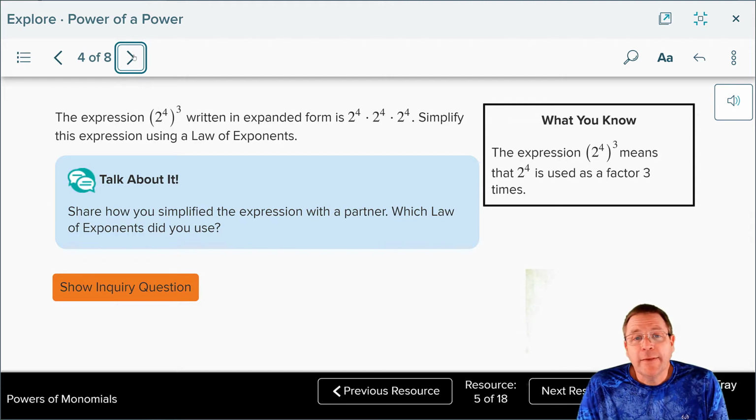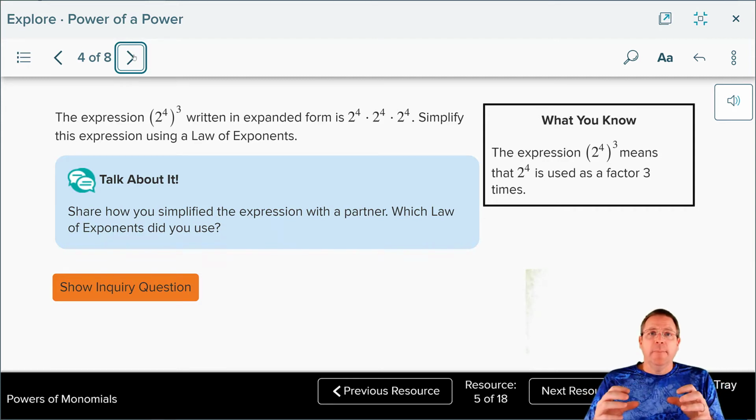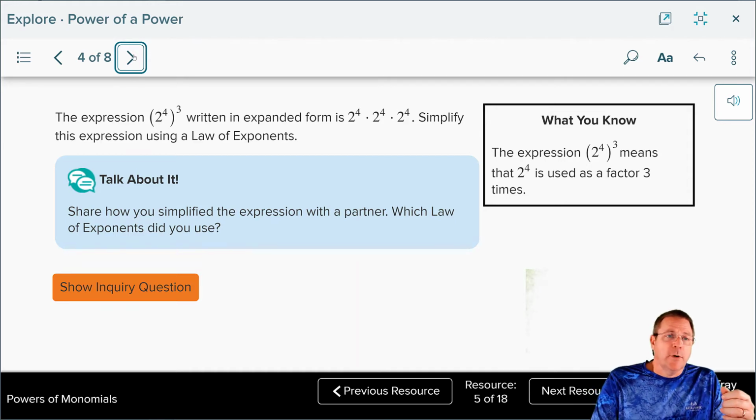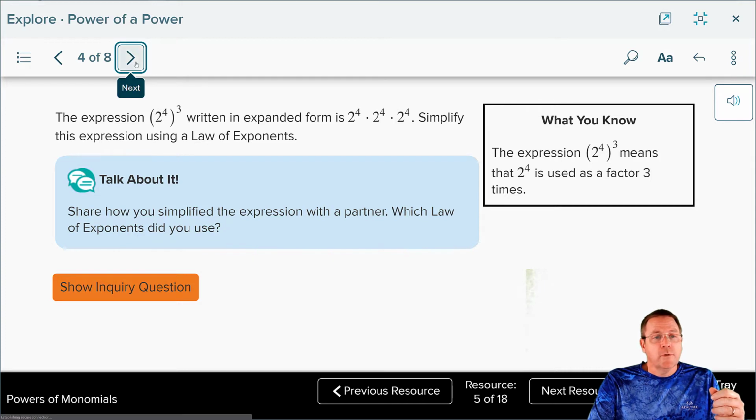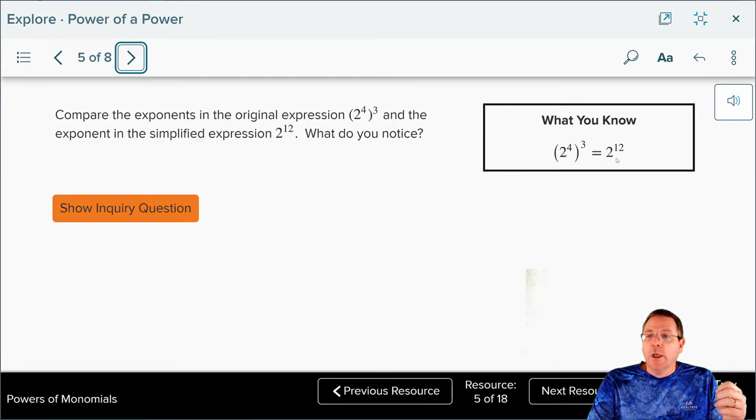You could expand this out to end up being 2 to the 4th times 2 to the 4th times 2 to the 4th. And we have already learned in our lessons, I think it was yesterday or the day before, that when you have a common base, you leave the base alone and you add the exponents. So instead of writing it that way, we could simply say that is equal to 2 to the 12th right here.